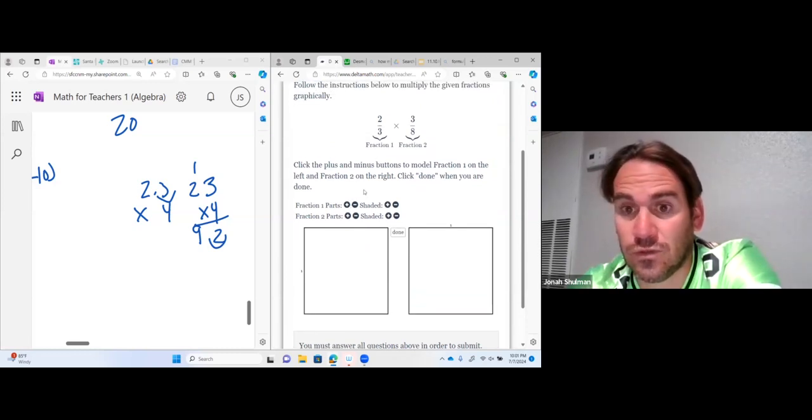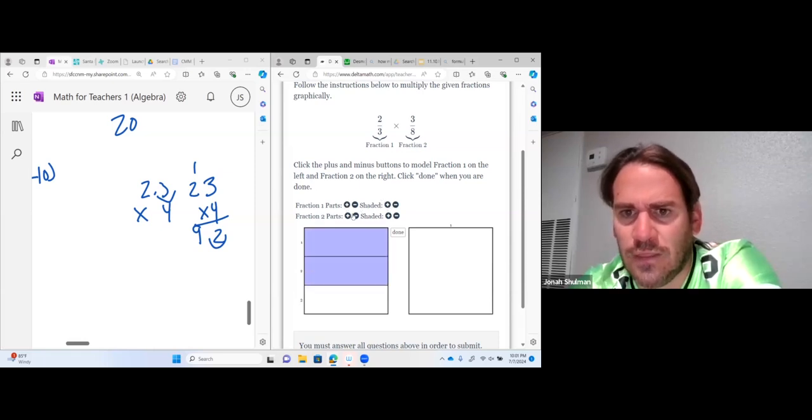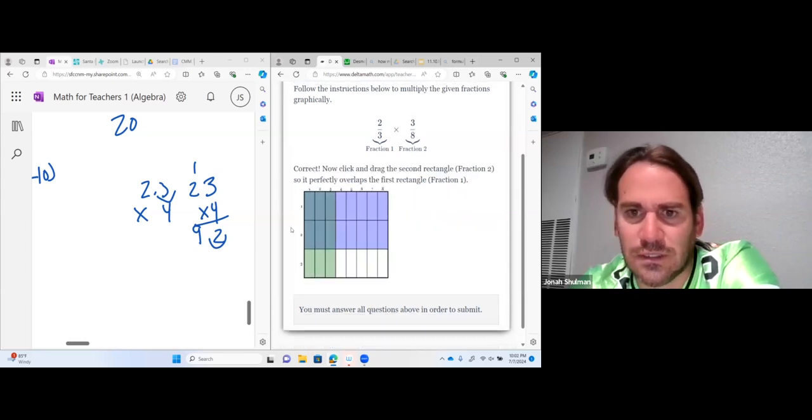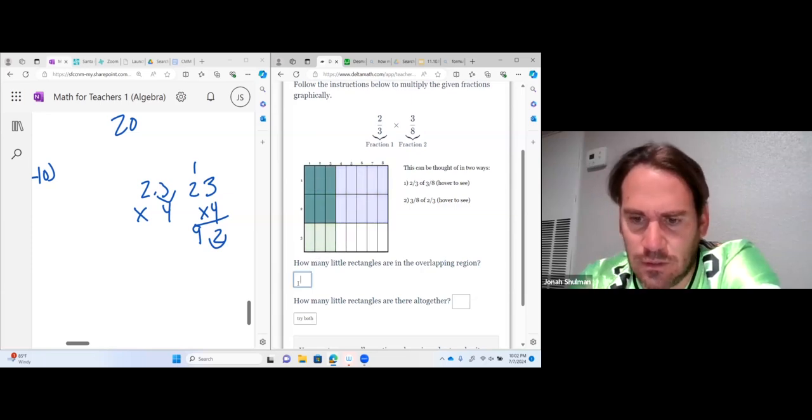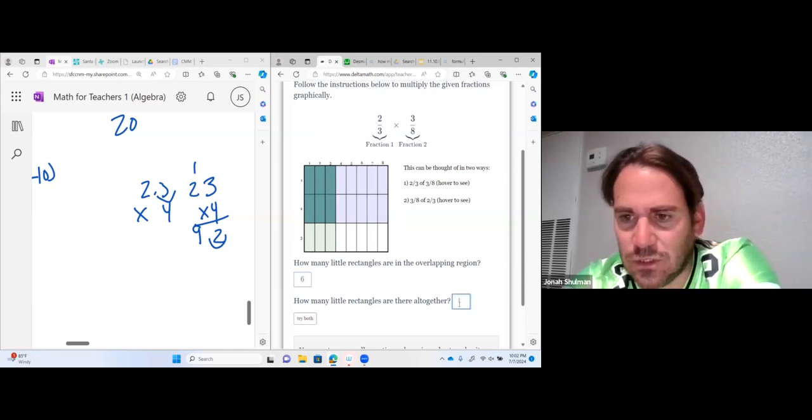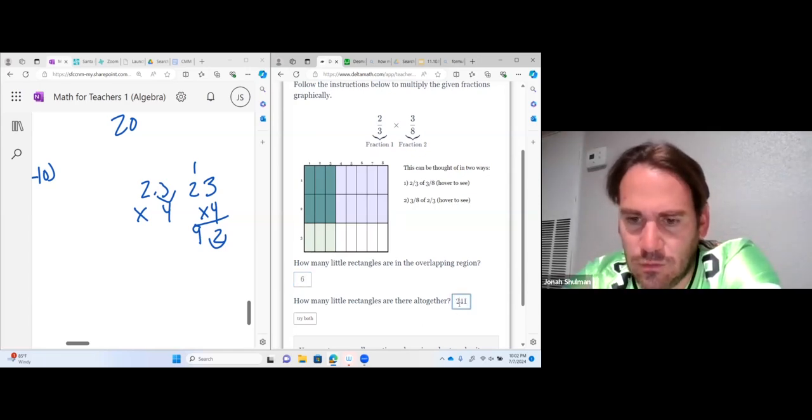I think it's useful. So 2/3 means we have 3 parts with 2 shaded. Then we have 8 parts and 3 shaded. I have to drag this on the top. Cool. So how many little rectangles are overlapping? 1, 2, 3, 4, 5, 6. And how many in total are there? Well, it's 3 times 8, which is 24.